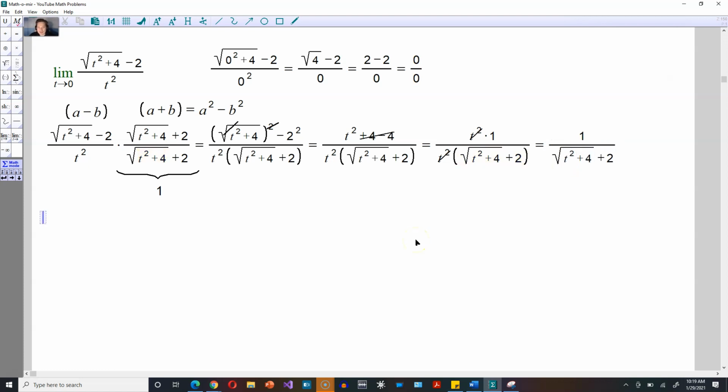The rest of this can now be done through direct substitution. The limit as t approaches 0 of the expression gets replaced with this new expression: 1 over the square root of t squared plus 4, plus 2. With direct substitution, it's going to be 1 over the square root of 0 squared plus 4, plus 2. So 1 over the square root of 4 plus 2, and of course the square root of 4 is just 2, so it's 2 plus 2, which means the final result is 1 over 4. This is the answer.